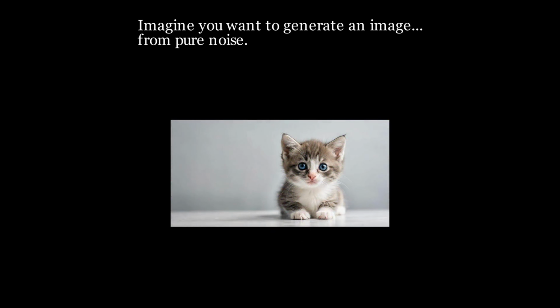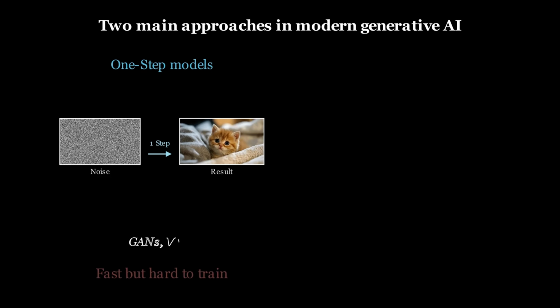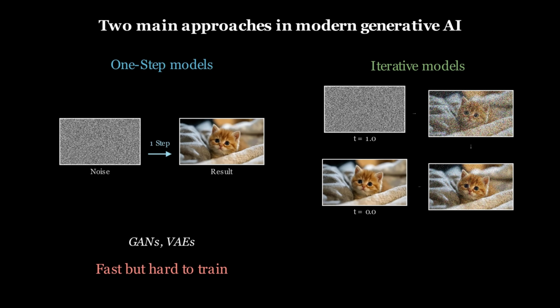Imagine you want to generate an image from pure noise, just random pixels, turning into something meaningful. In modern generative AI, there are two main approaches to do this. One-step models try to learn a single direct mapping, while iterative models break the process into many small steps.